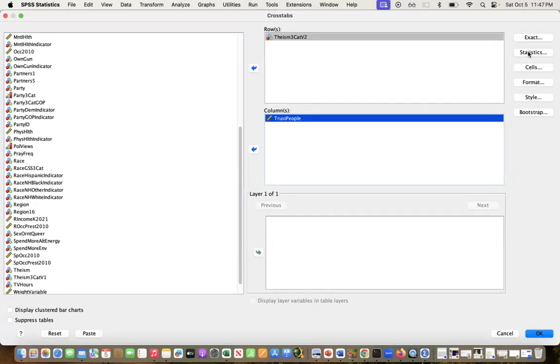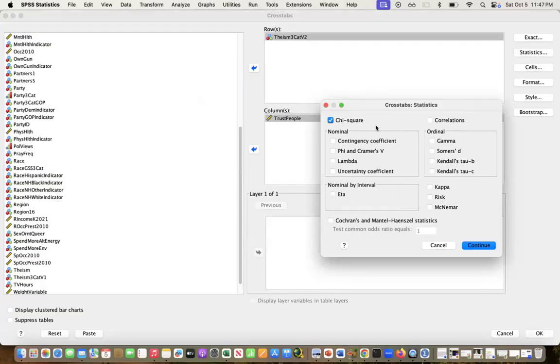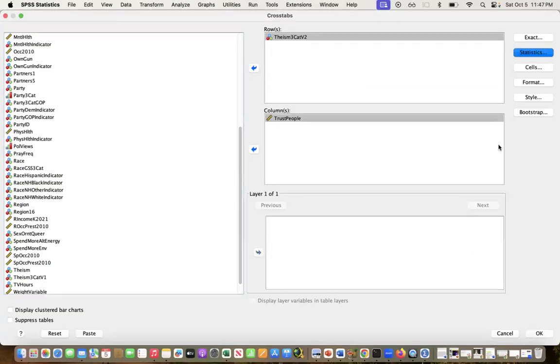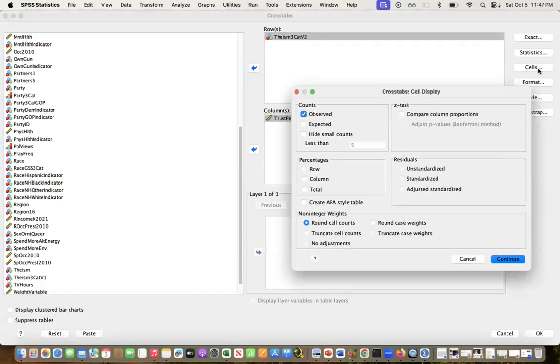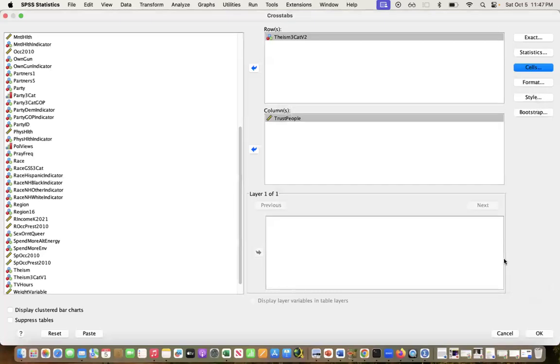Okay, so I need to go into the statistics window. So I need to click on statistics and tell it I want a chi-square value. And I need to go into cells and under percentages, click on column percentages. I don't want to click on all of these or I'll get way too much. I'm going to leave observed counts, but I want to add column percentages to it.